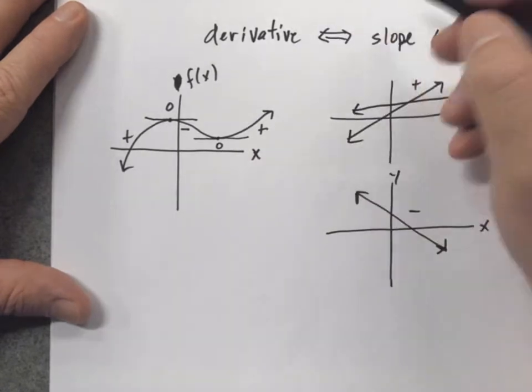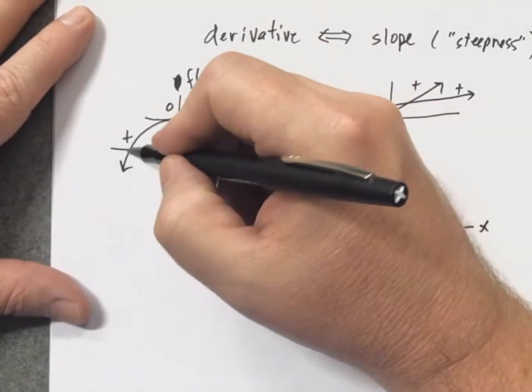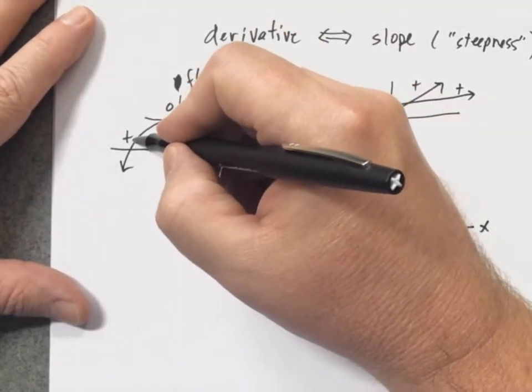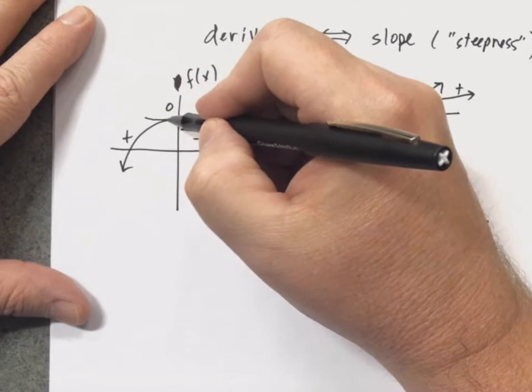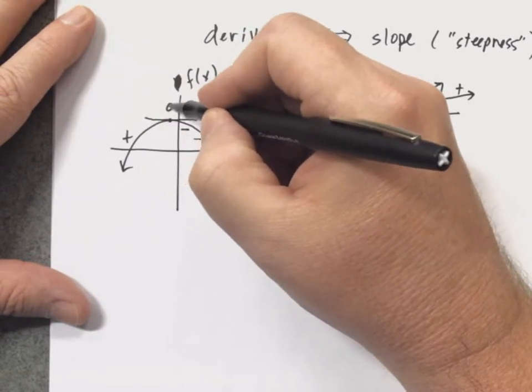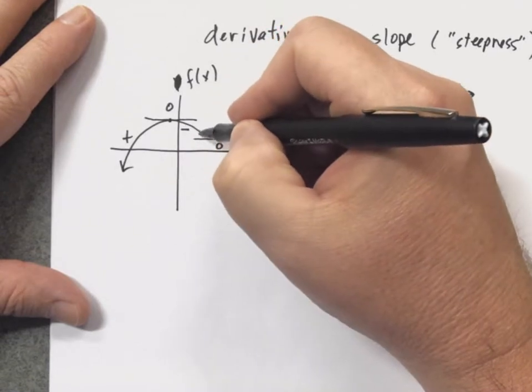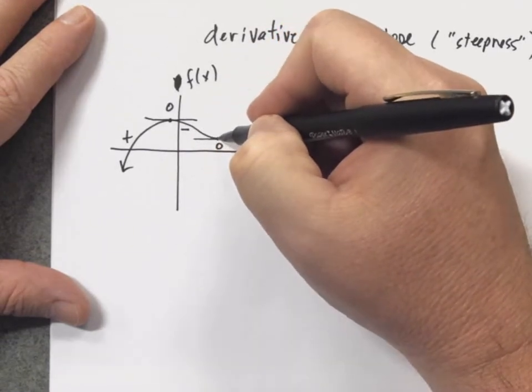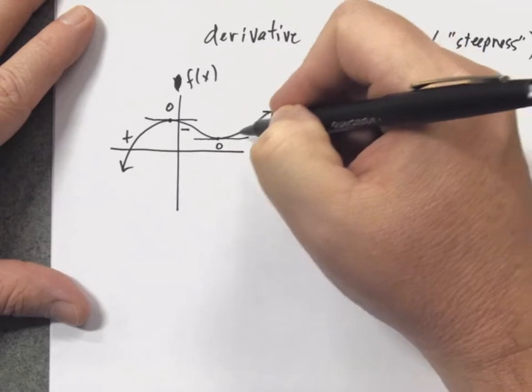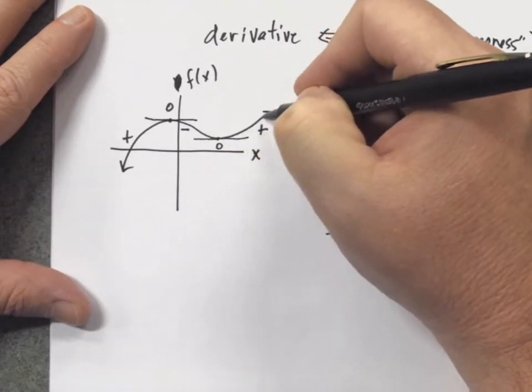And finally, if we talk about the derivative, the derivative is positive here. The derivative at this point is 0. The derivative in this middle part is negative. The derivative goes to 0 at the bottom again, and then the derivative becomes positive.